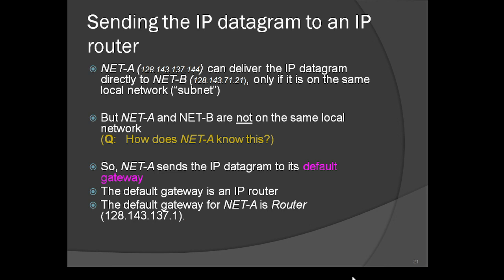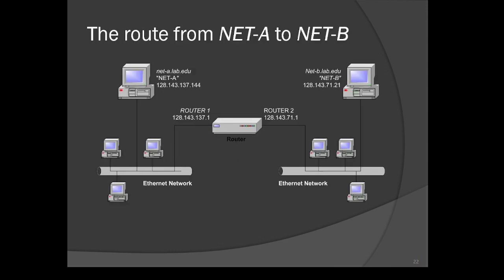Okay? So, that is the function of the router. If a network address is not part of the network of the client, it will look for the destination outside of the network. In this example, we have net A. It will forward the traffic to router 1, 128.143.137.1, because net B with the IP address 128.143.71.21 is not part of the network of net A. So meaning to say magkaiba na silang network.